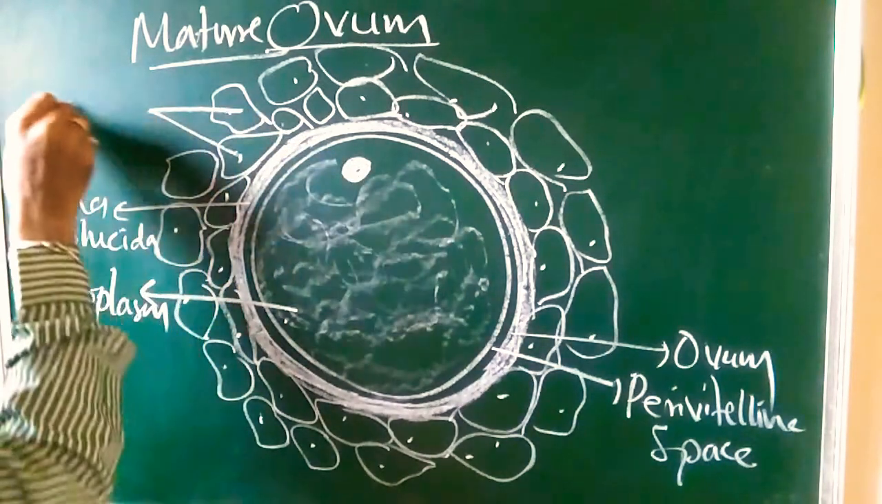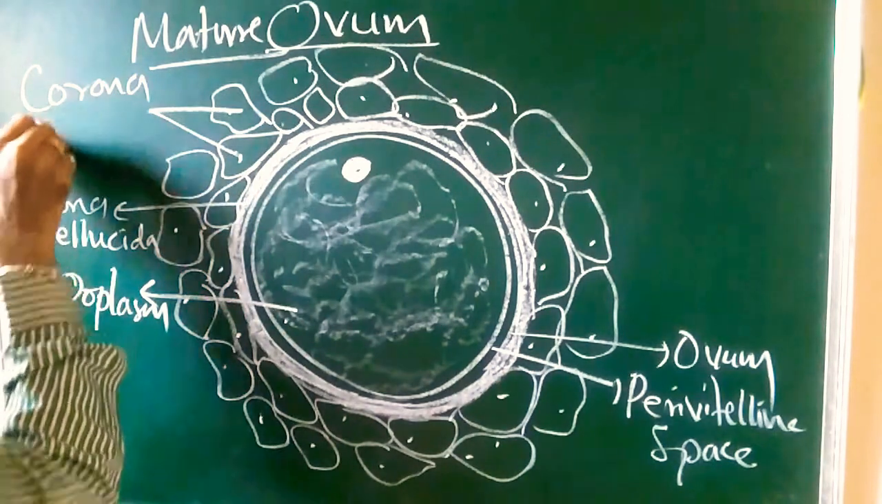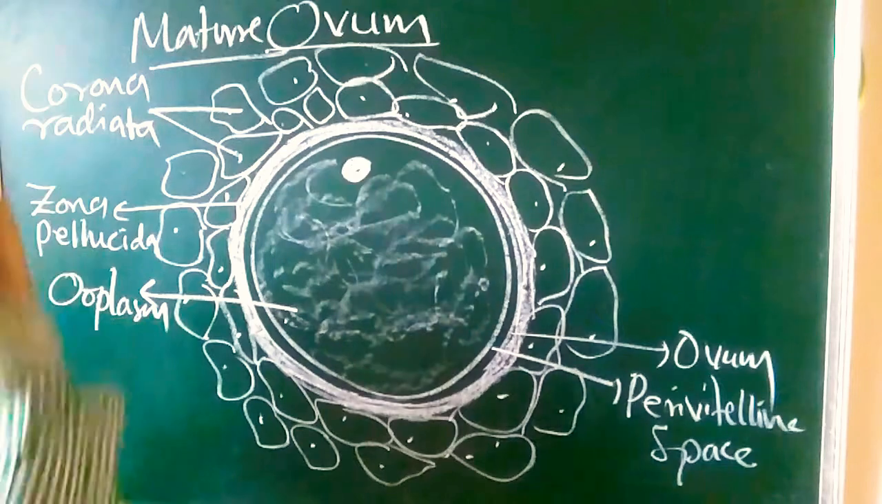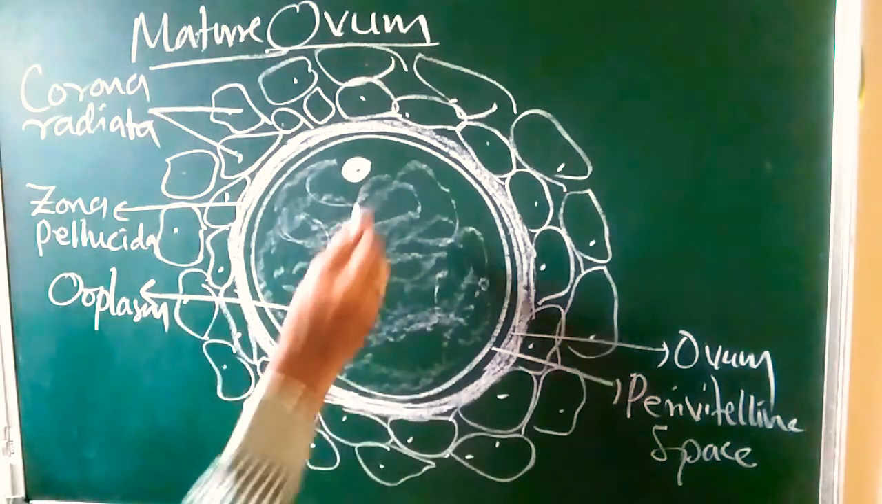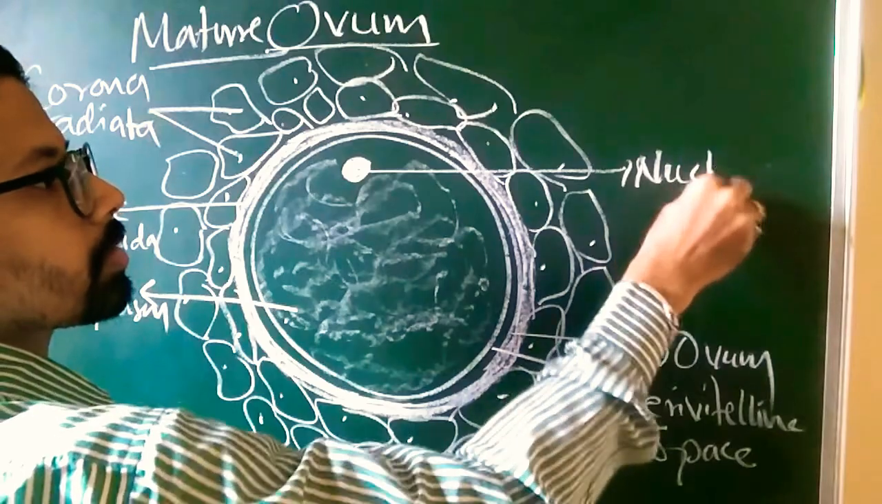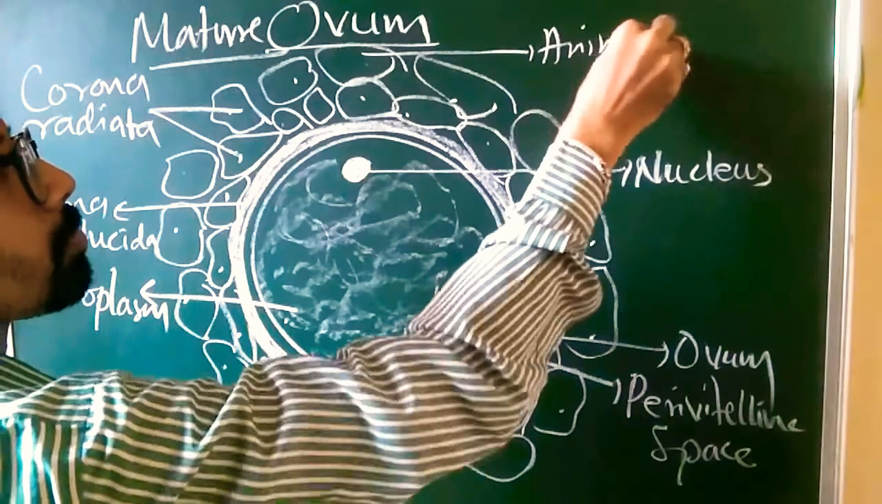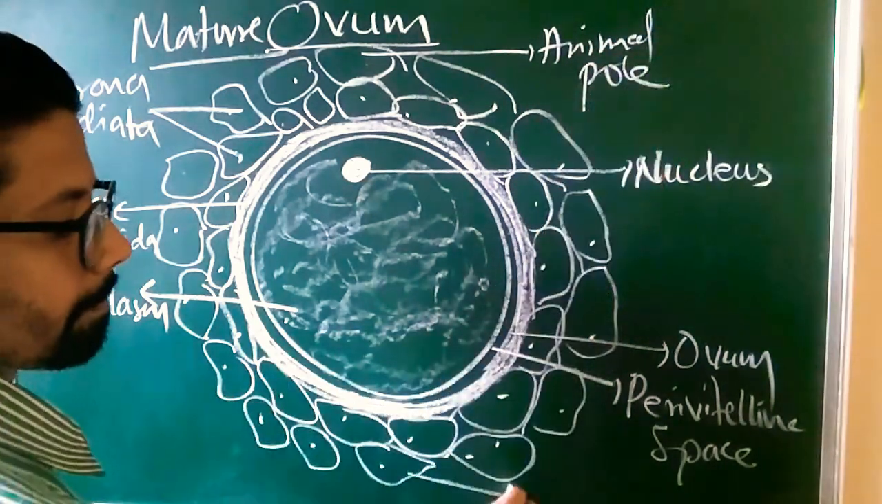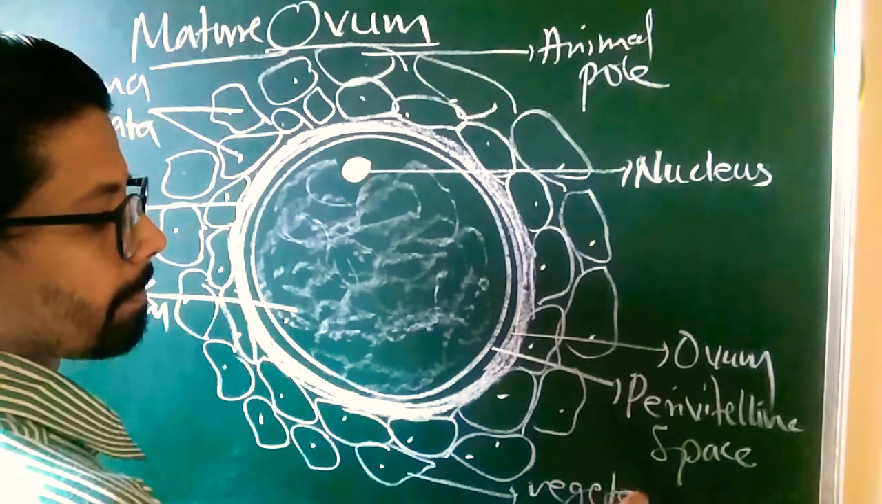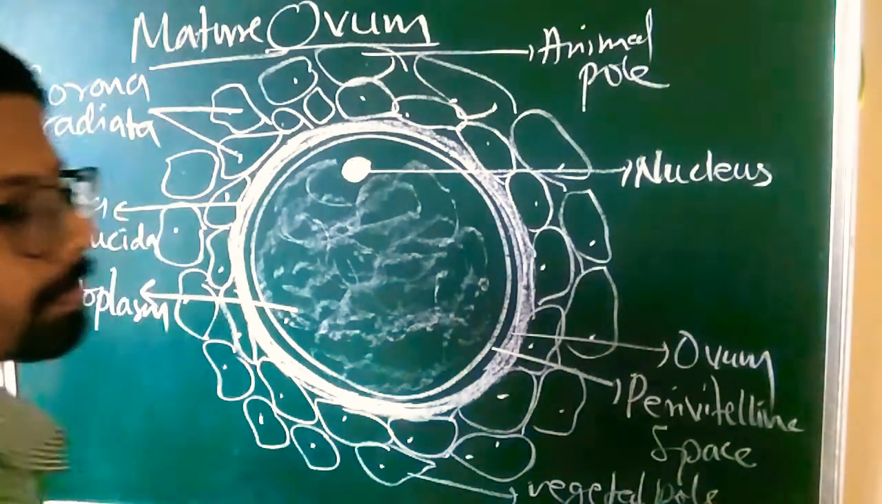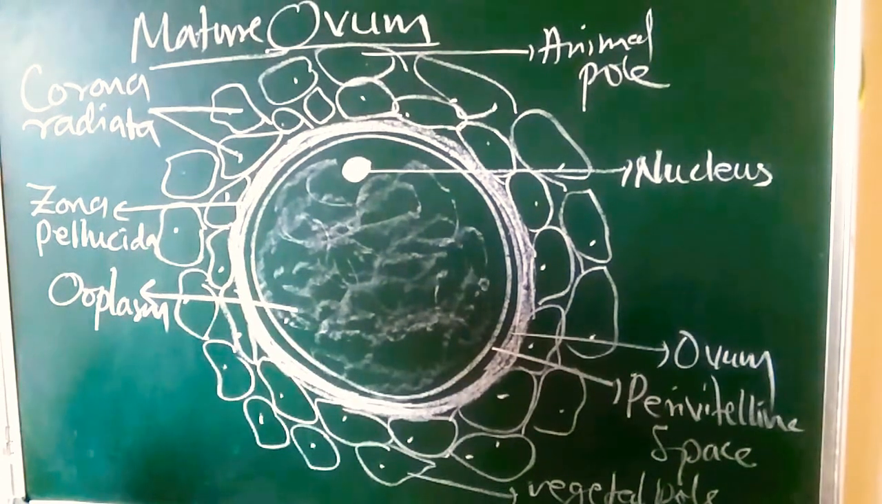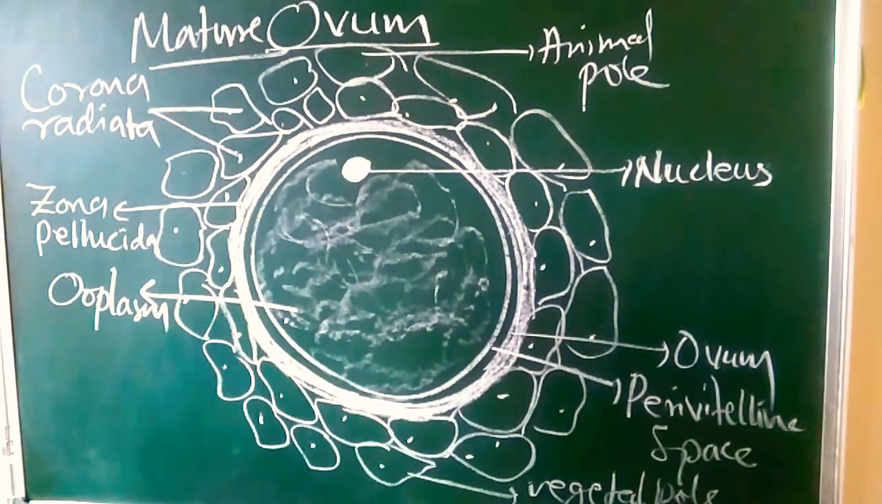and this layer of cells is corona radiata. Clear. So you can put it here also, like this is nucleus. You can show what you call animal pole and vegetal pole also. Okay, so this is the complete diagram of mature ovum in human beings. You can draw it and practice it for your further second PUC exams.